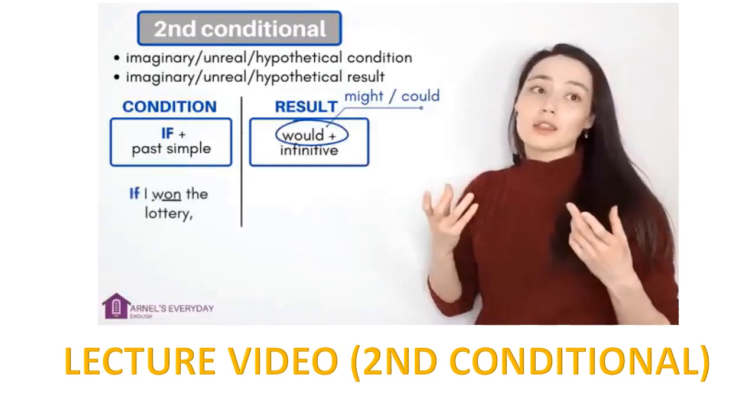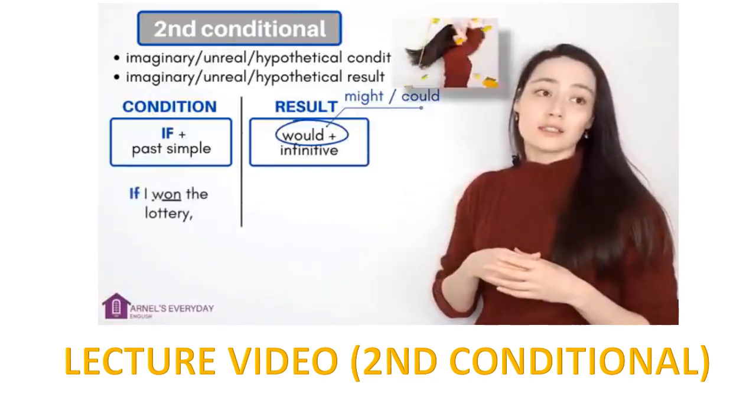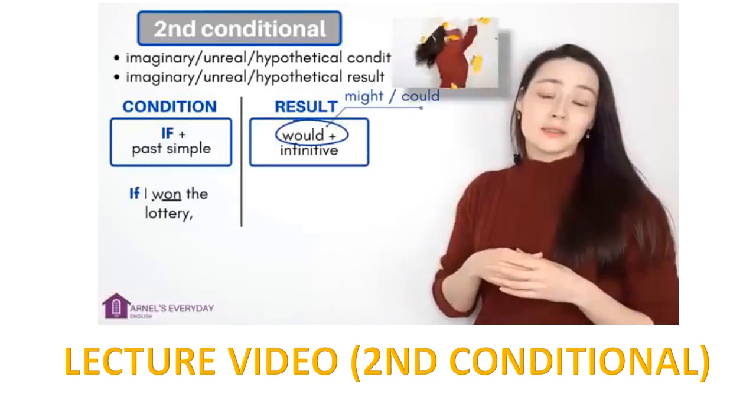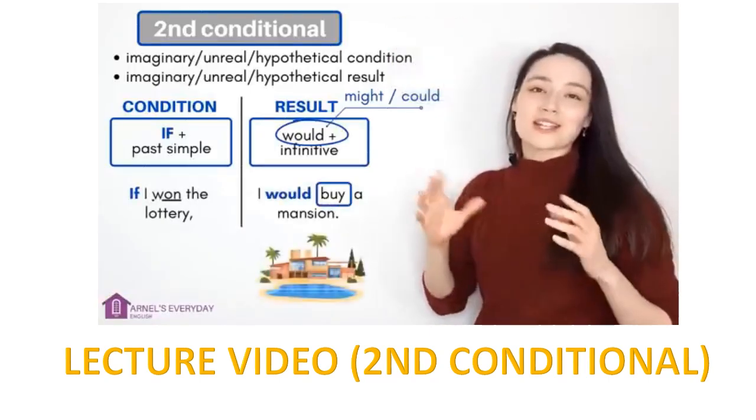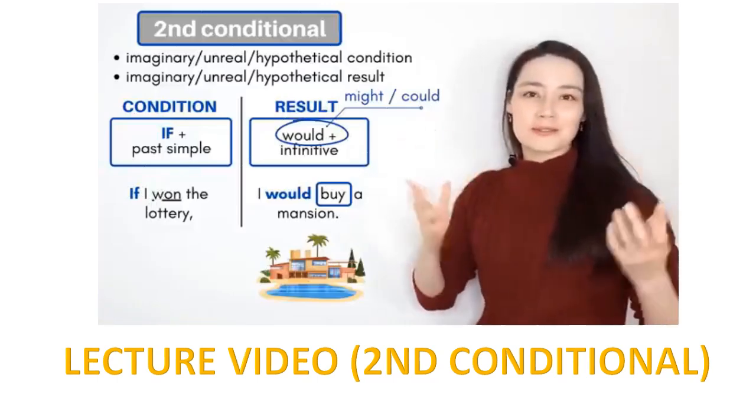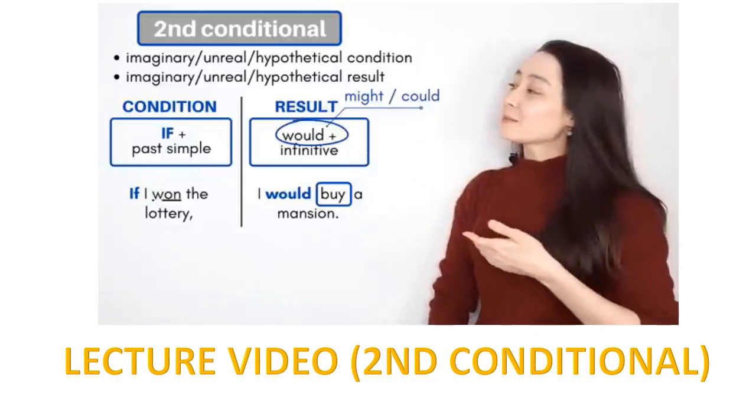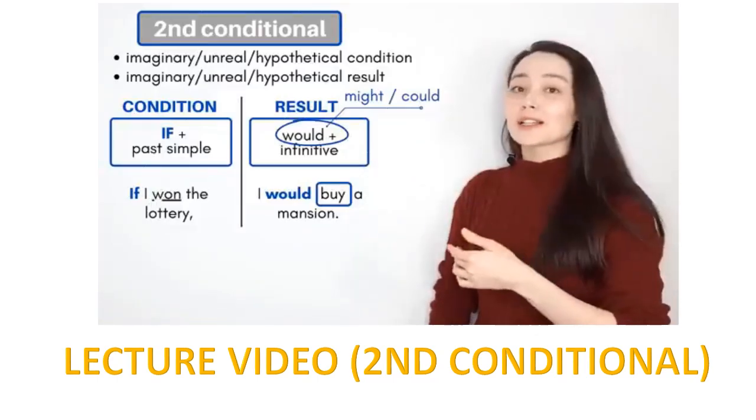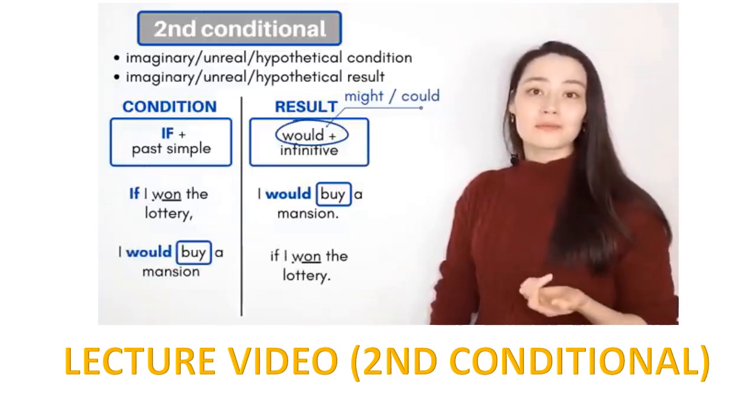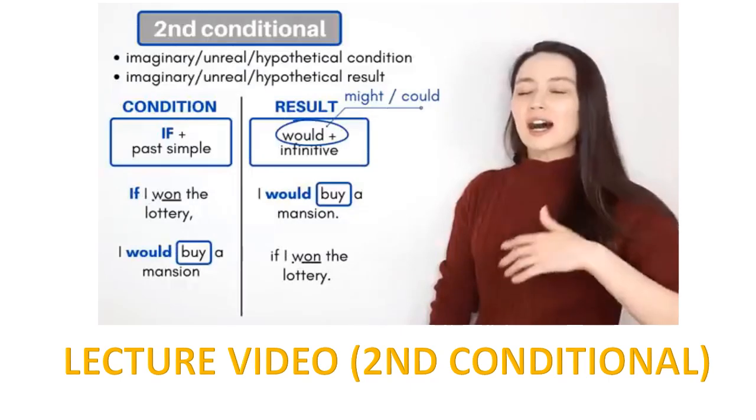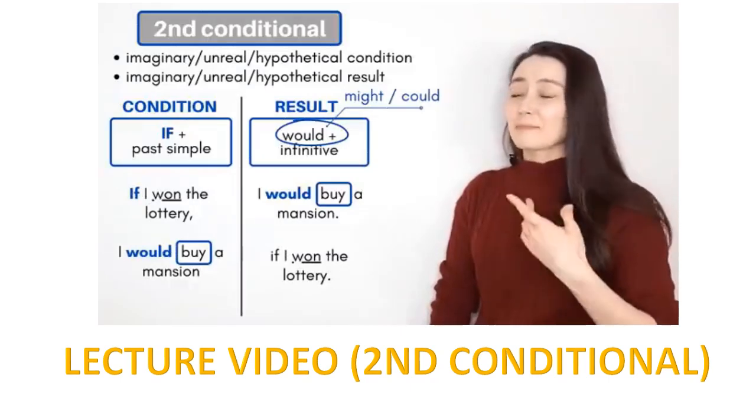If I won the lottery, I would buy a mansion. A mansion is a big house, a big, beautiful, expensive house. If plus past simple, would plus infinitive. I would buy a mansion if I won the lottery. You can see this is a very unreal condition and an impossible result.